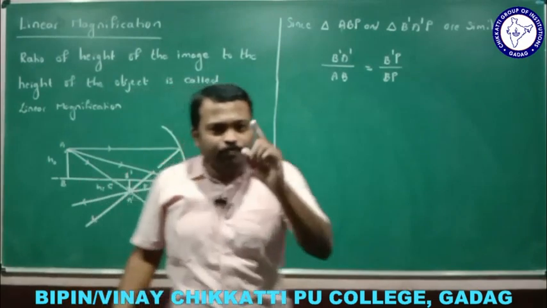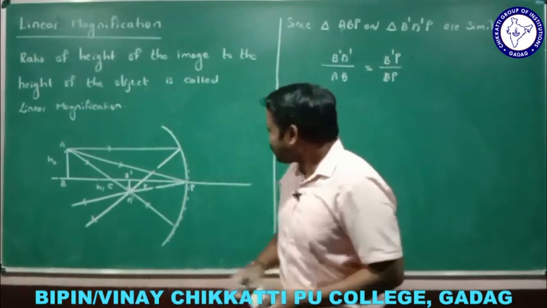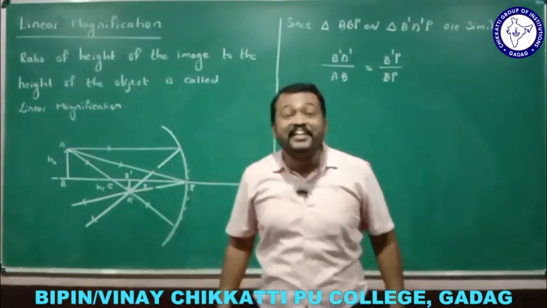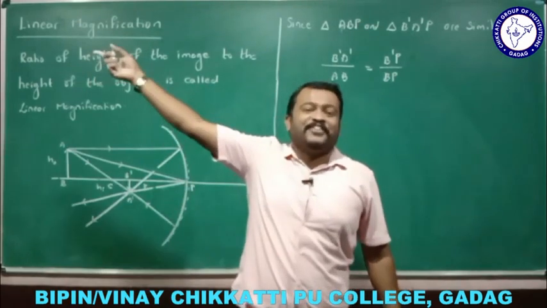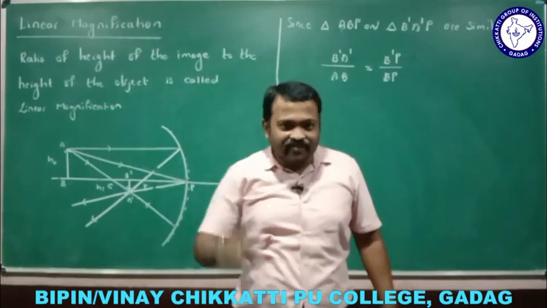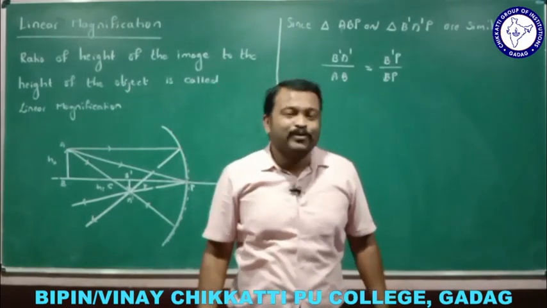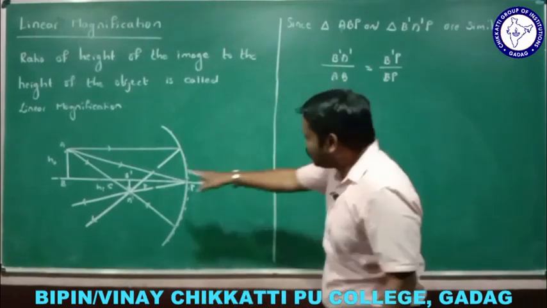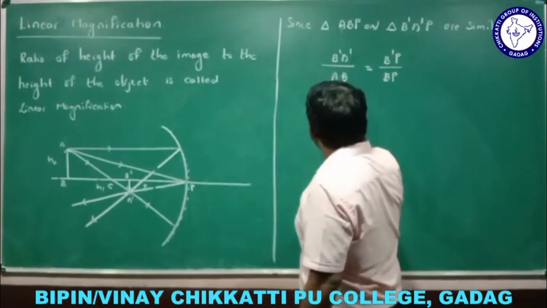Come on, tell me. Is the height positive or negative? This height is negative, because again we need to go with the sign conventions. If the height is downwards, take it as negative. If the height is upwards, take it as positive. Okay, shall I tell you this? What is B dash A dash? B dash A dash is the height of the image.